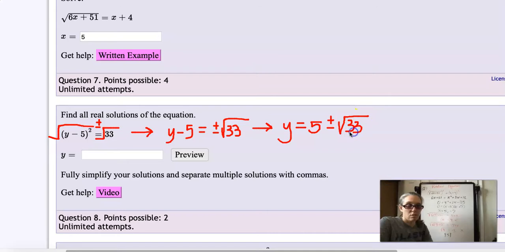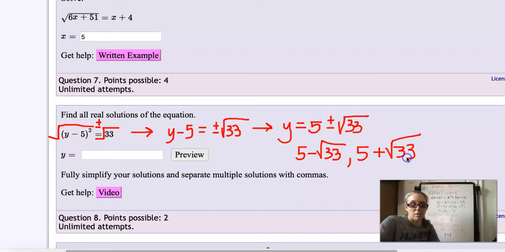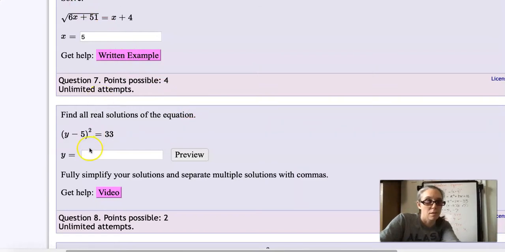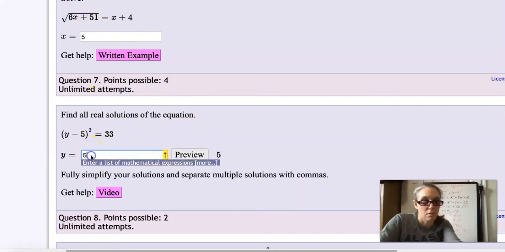Now it says to separate multiple solutions with commas, so we're going to write 5 minus root 33 as one of our solutions, and we're going to write 5 plus root 33 as our other solution. Okay, so let's do that. 5 minus root 33 and 5 plus root 33. So here is 5 minus root 33 and 5 plus root 33.